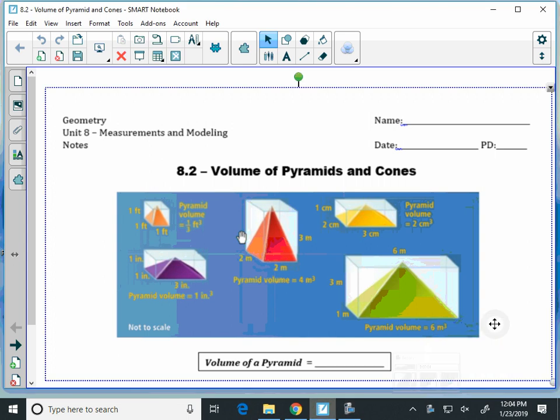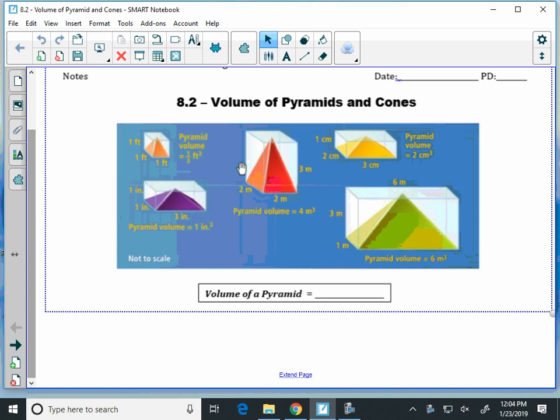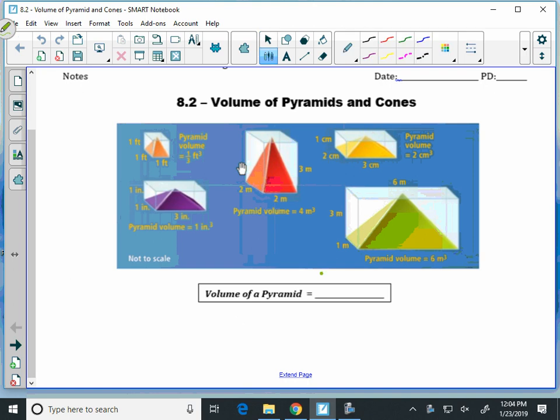The next figure we're going to talk about is a pyramid. Okay, and the formula for the volume of a pyramid is 1/3 area of the base times the height, which is very similar to the volume of a prism.